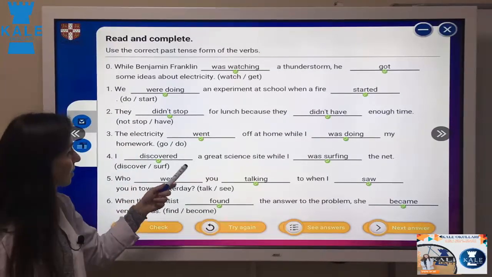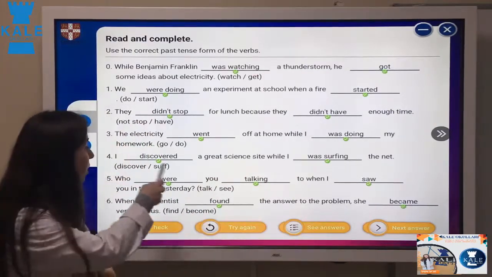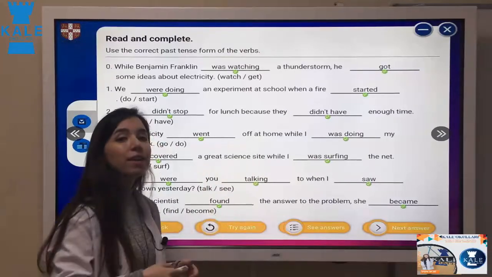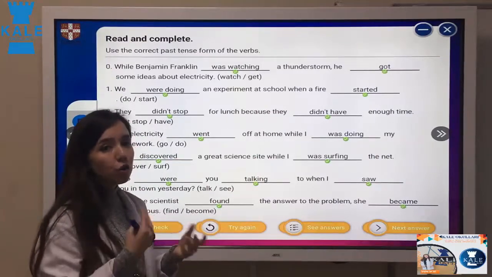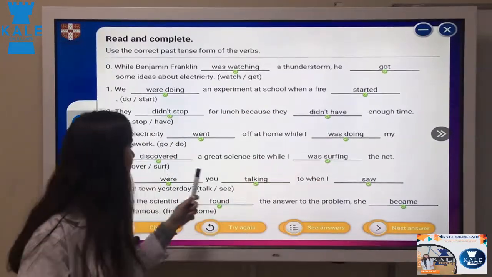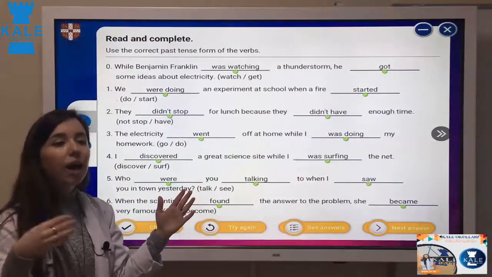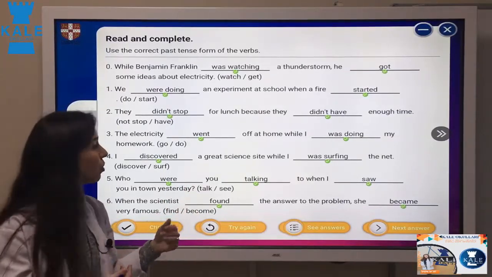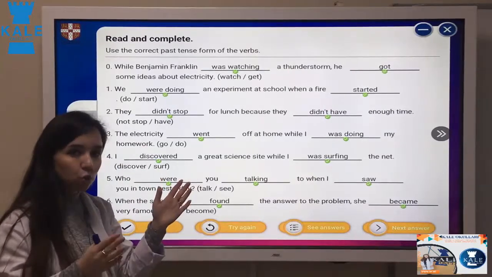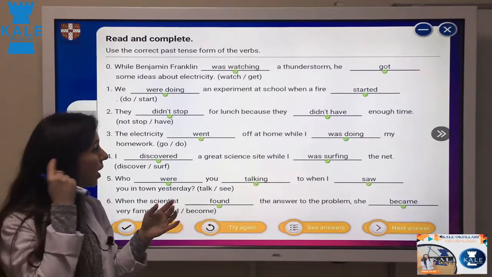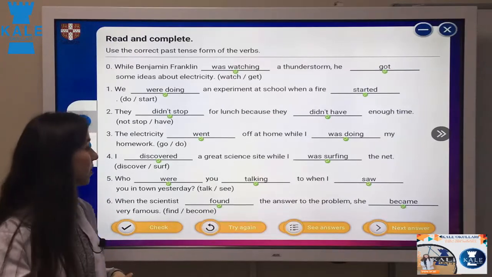And number 4, I discovered a great science site while I was surfing the net. Again, look at your sentence. If you have while or when in the sentence, then it's really easy. You can understand when you are going to use ing or not. So, while I was surfing the net, I discovered. Surfing the net took a longer time. I was surfing the net for 3 hours. Suddenly, I discovered a great science site. For example, from 10 to 1 o'clock I was surfing, and at 10:30, suddenly I discovered a great science site. Again, after that, I continued. Yes, I was continuing it.